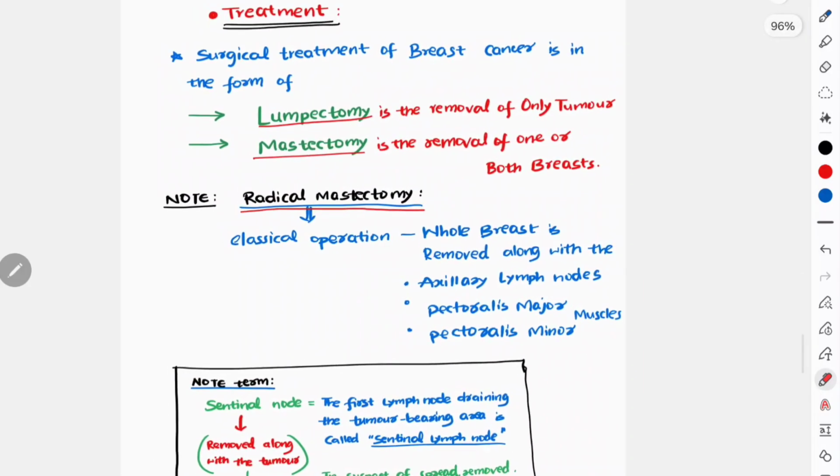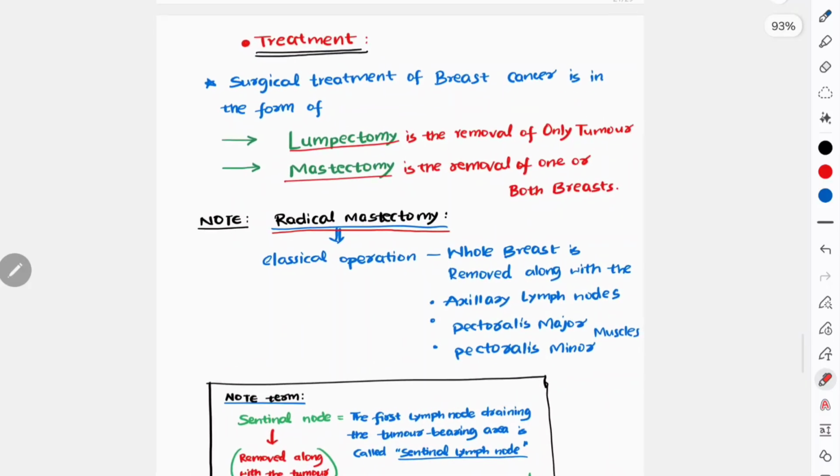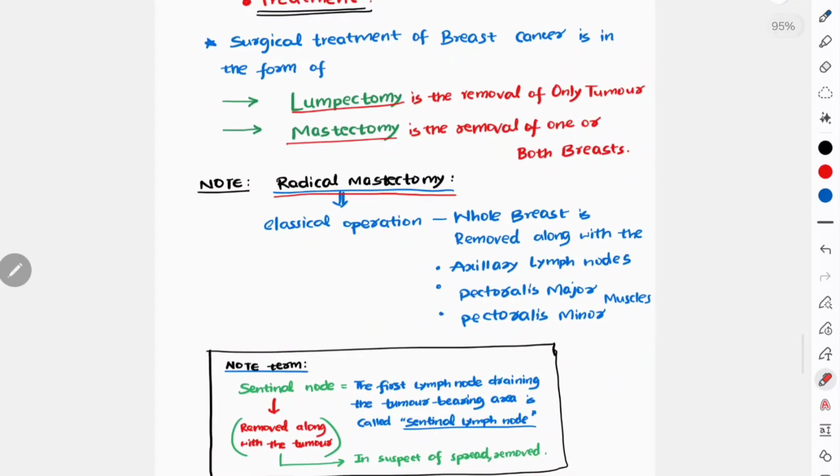So treatment. What is the treatment for breast cancer? It is surgical treatment. Surgery is the option to resect that tumor. Lumpectomy is the removal of only the tumor. Mastectomy is the removal of one or both breasts. This is complete removal of the breast.